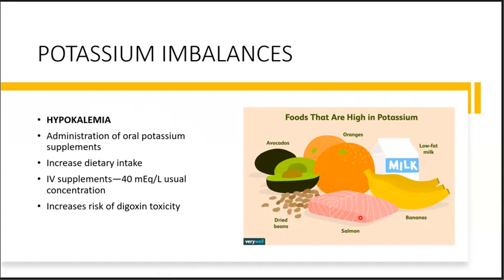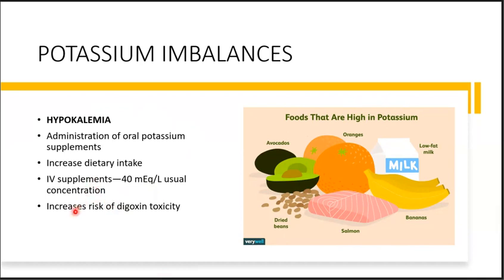Again, we can even give potassium supplements IV, up to 40 milliequivalents per liter is the usual concentration. You cannot give greater than this concentration into the peripheral IV without a cardiac monitor. So you don't want to give higher than these levels, and you don't want to give potassium without a cardiac monitor connected to your client.